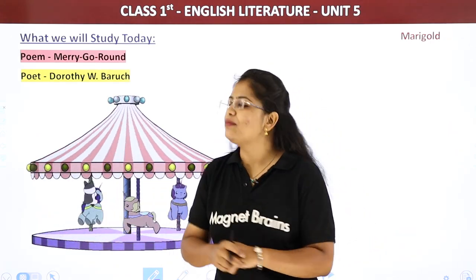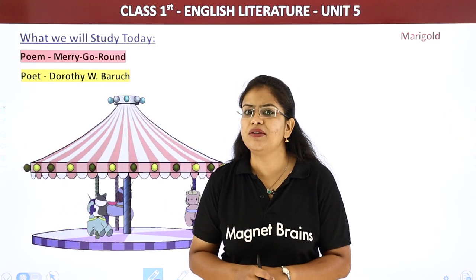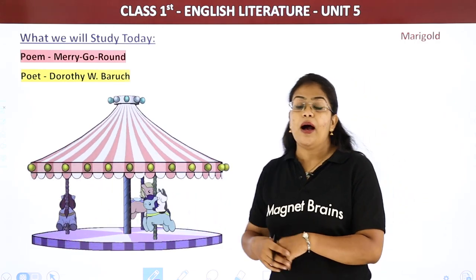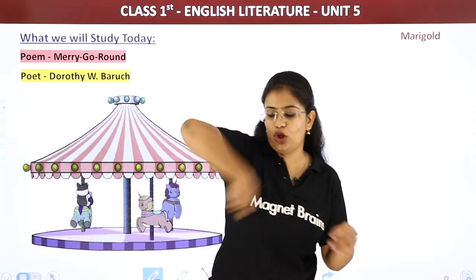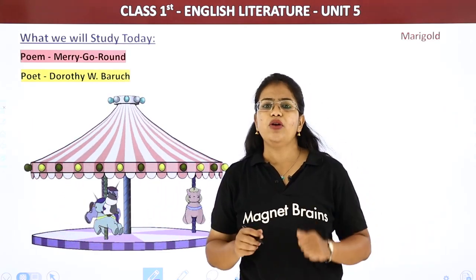We have a poem. Kya hai poem? Merry-go-round. Do you know what is a merry-go-round? Merry-go-round dekha hai apne? That's a merry-go-round. Apne jhula dekha hai jo bahut tez-tez ghoomta hai? That's a merry-go-round. The poem is about a fair.